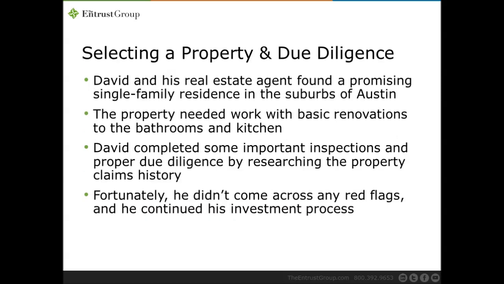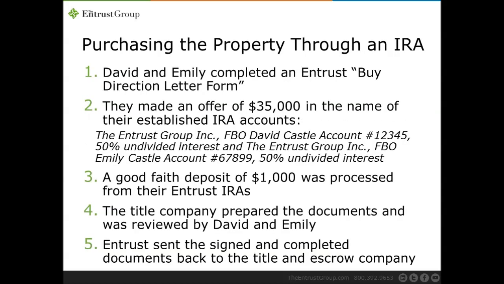So it's up to the client to find the property, do their due diligence, do their research, talk with realtors, make sure that they're getting a good investment. In this particular instance, they found a property near Austin, Texas. It needed some work, so the IRAs were going to have to pay for some work that needed to be done, get all the inspections and do all their due diligence. And in this particular instance, he found a property that, although it needed a little work, didn't have any major red flags, so decided to move forward with the investment.